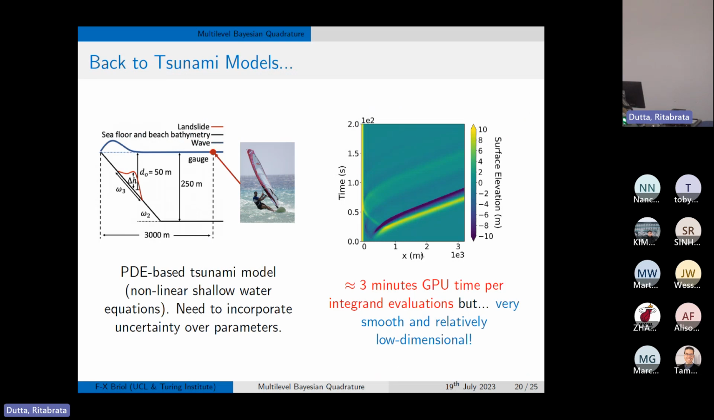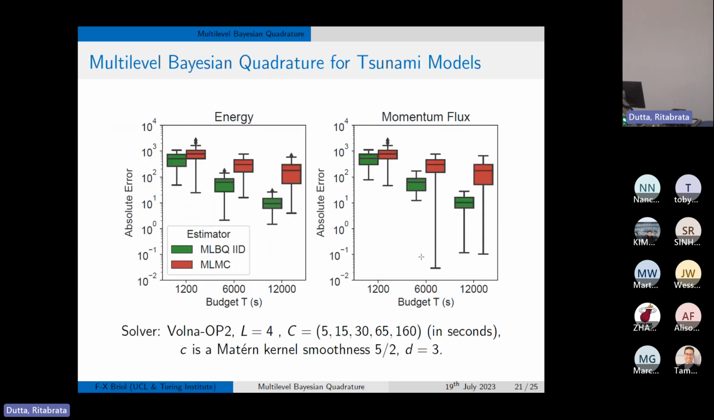We did the same thing with the tsunami model. Here are two different quantities of interest that Serge wanted to calculate with our method. The problem is fairly low dimensional, we're only in dimension 3. We know there's some smoothness, so we use a Matern kernel, and just using that, we get huge improvements in accuracy. It's not quite 10, but it's roughly at least five times less to get a fixed level of accuracy.